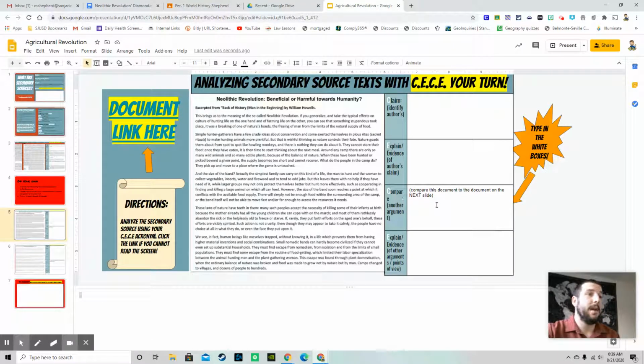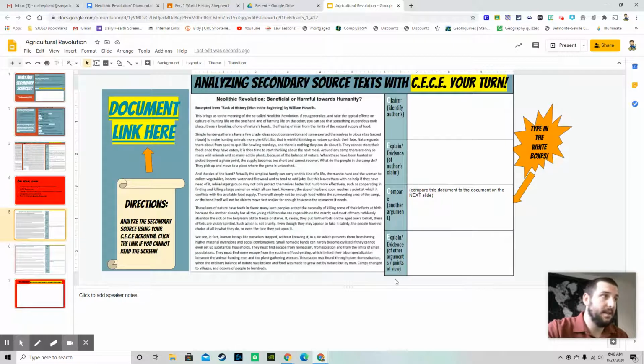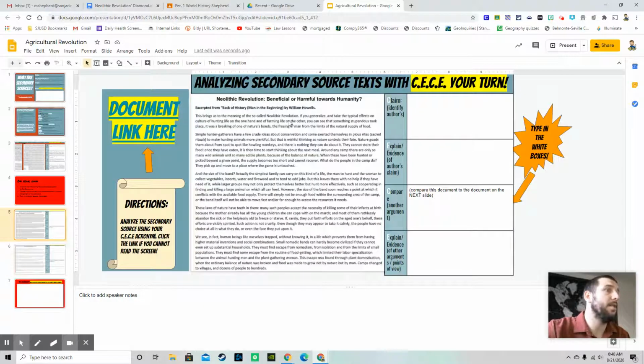And when you do the compare part, you are going to compare the arguments in actually this document. So you're probably explaining parts of this document in this graphic organizer and parts of this document in the other graphic organizer. Because again, you are reading both these secondary sources and you are comparing them to one another. Okay. You guys could start that on your own.